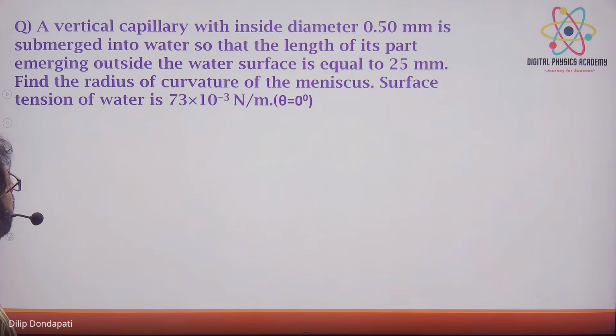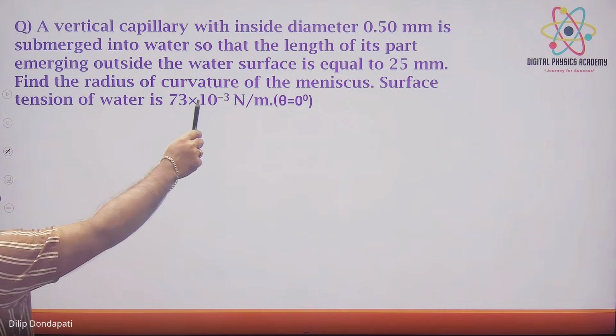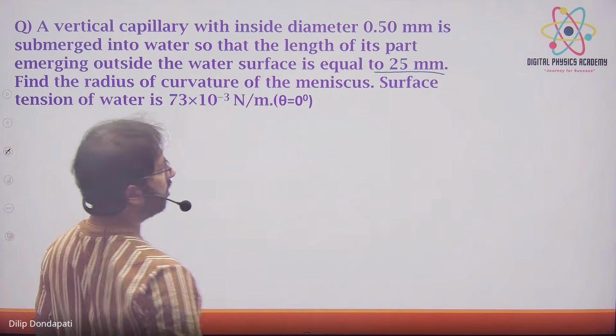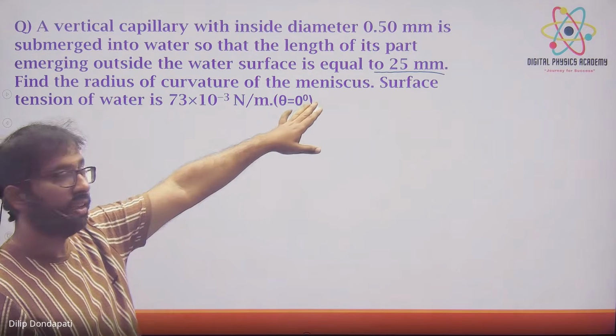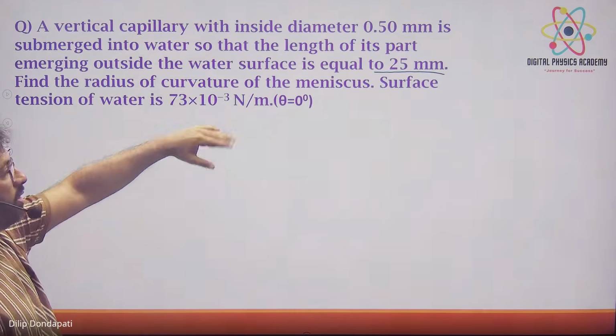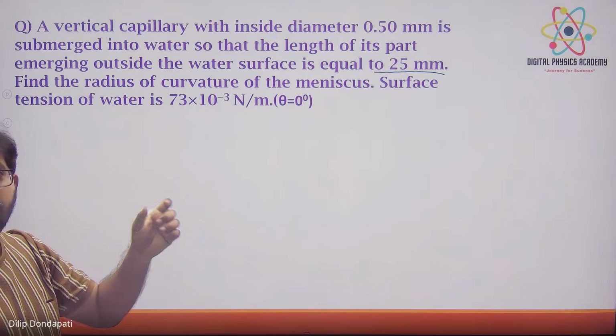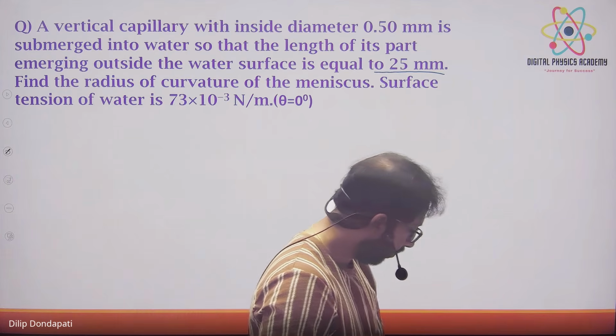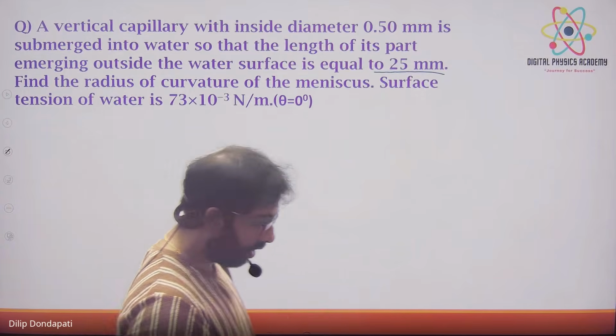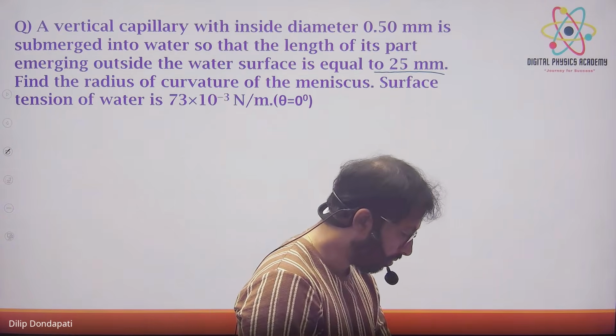A vertical capillary with inside diameter this much is submerged into water. He put the tube in water so that the length of its part emerging outside the water surface is equal to 25 centimeters. मतलब we cut करके 25 centimeters लगाया initially. Find the radius of the curvature of the meniscus. मतलब new meniscus कितना है? r capillary is asking to find. Surface tension is given to you and theta 0 degrees बोल के बोला. Okay, so you want the answer in like which unit? Millimeters or meters, no problem.